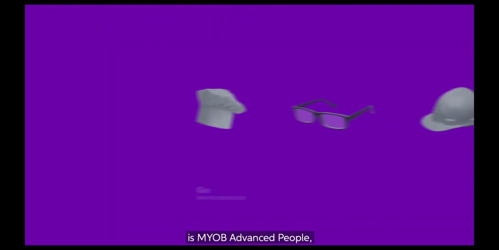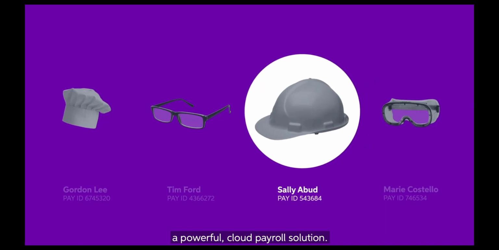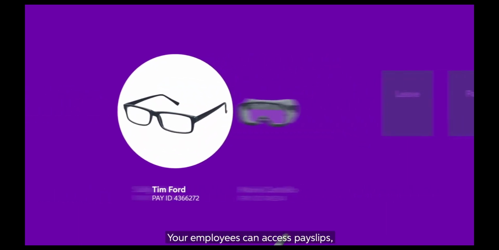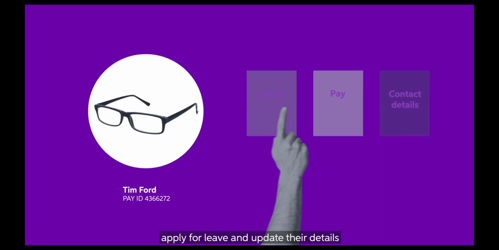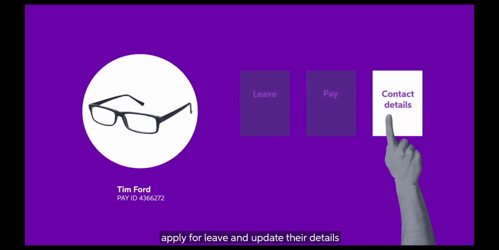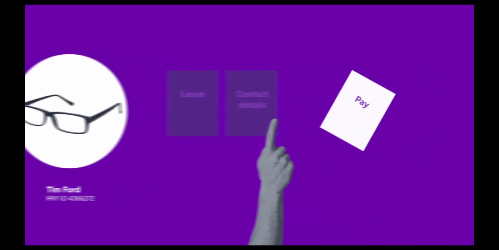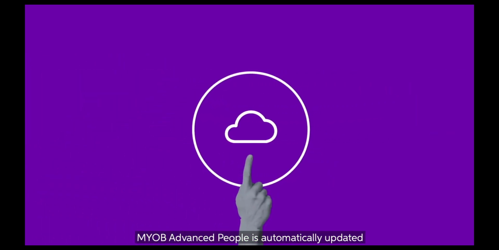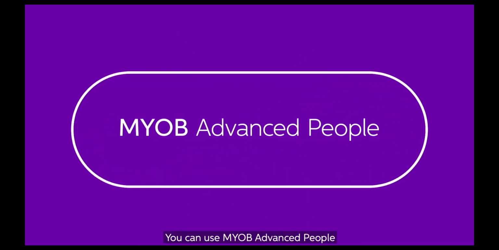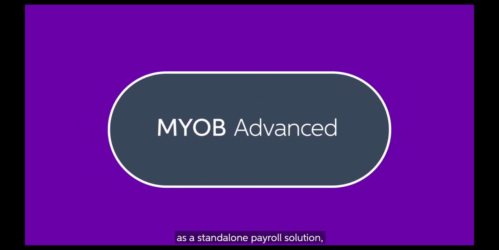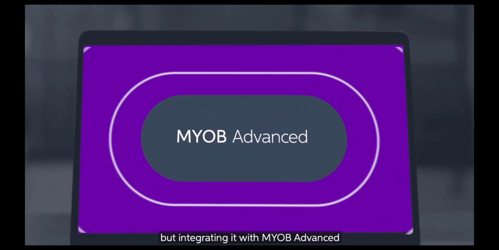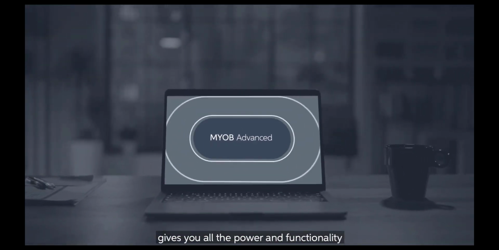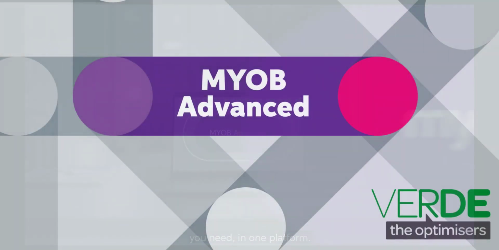Working hand in hand with MYOB Advanced is MYOB Advanced People, a powerful cloud payroll solution. Your employees can access payslips, apply for leave and update their details using online self-service. MYOB Advanced People is automatically updated to reflect the latest legislation and tax changes. You can use MYOB Advanced People as a standalone payroll solution, but integrating it with MYOB Advanced gives you all the power and functionality you need in one platform.